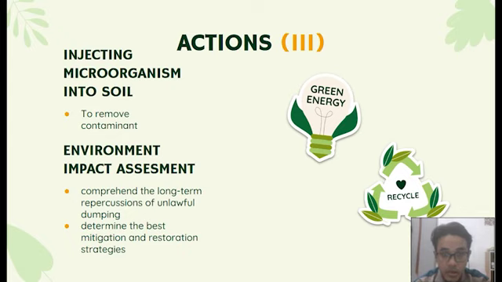The last part is the actions to be taken to solve the problem. First one is injecting microorganisms into the soil, to remove the contaminant from the contaminated soil. And the second one is we can do an environmental impact assessment, with which we can comprehend the long-term repercussions of unlawful dumping and also determine the best mitigation and restoration strategies.